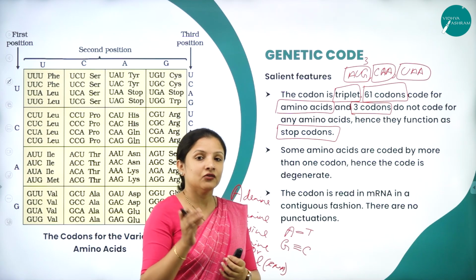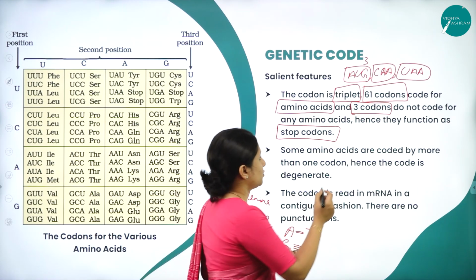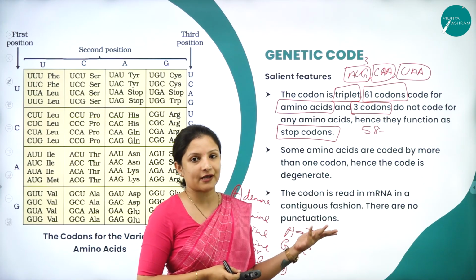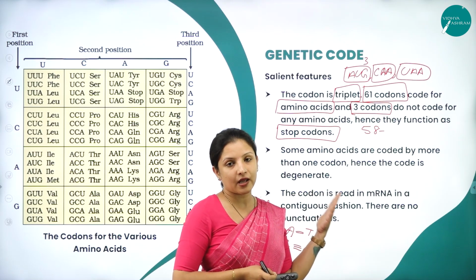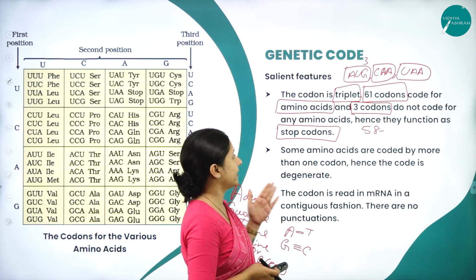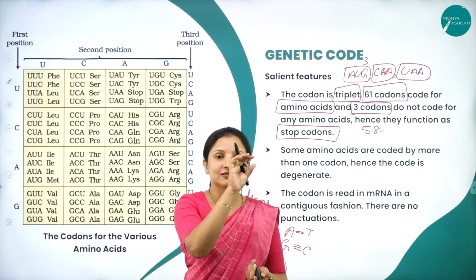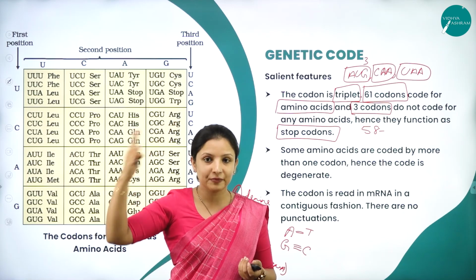In that, there are 3 types of codons. Out of the 64, 61 codons code for amino acids, but the remaining 3 do not code for any amino acid. Therefore, they are called stop codons. They are called stop codons because amino acid synthesis can take place only up till a certain codon. There needs to be a stop.